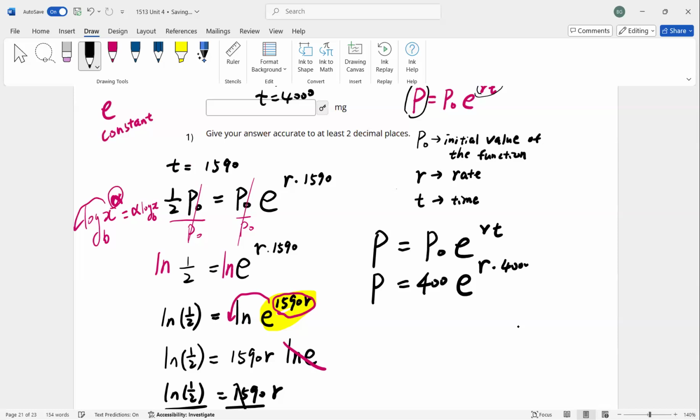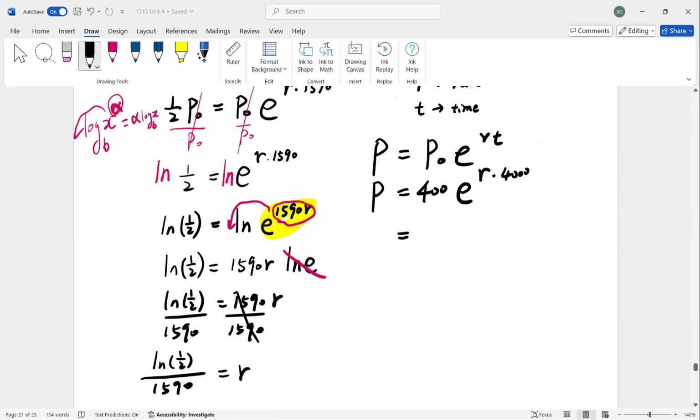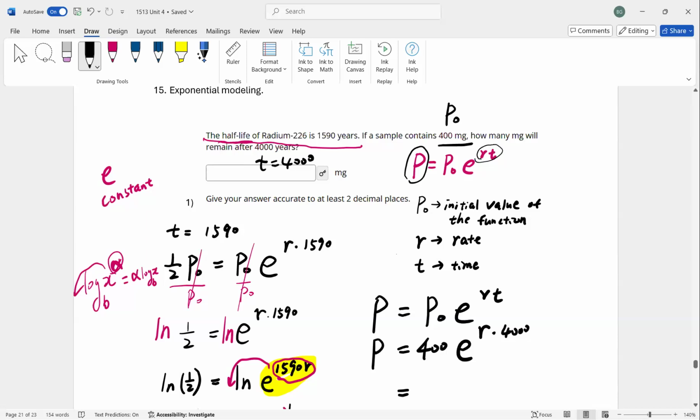As you can see, all the values to the right are known. We are looking for P, and the initial value is 400 milligrams. E is also a constant. R is the constant whose value we already found earlier, and T is 4,000. So we just need to plug in everything.